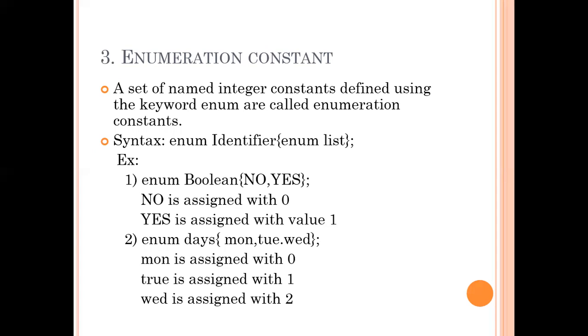For example, enum, enumeration, enumerated data type. So if you make use of enum, it becomes an enumerated data type. Enum space days, Monday, Tuesday, comma Wednesday. Okay, Monday is assigned with 0, Tuesday is assigned with 1, Wednesday is assigned with 2.